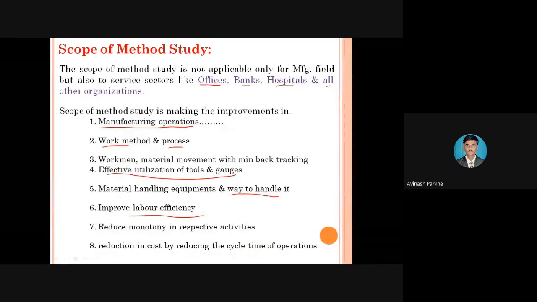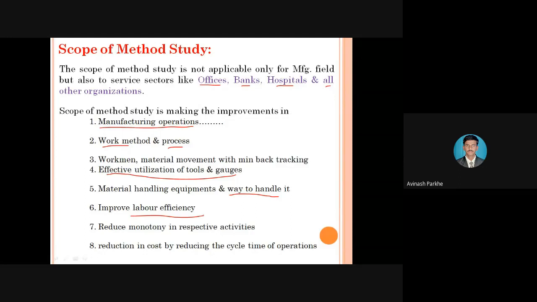The method study concept, if it is implemented in the industry, due to which the labor efficiency also increases. Because what happens, if all the workstations are provided in the proper way, the proper layout should be designed. If all the workstations are provided near to each other, whatever the labors are there, that labor also can work in the effective manner.